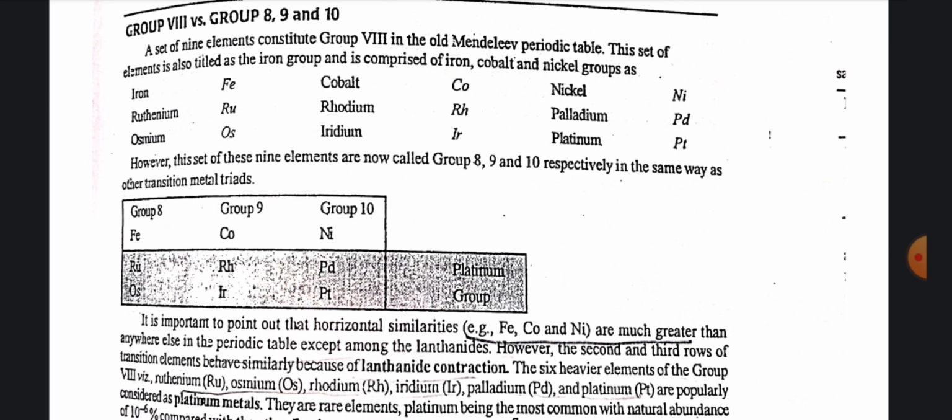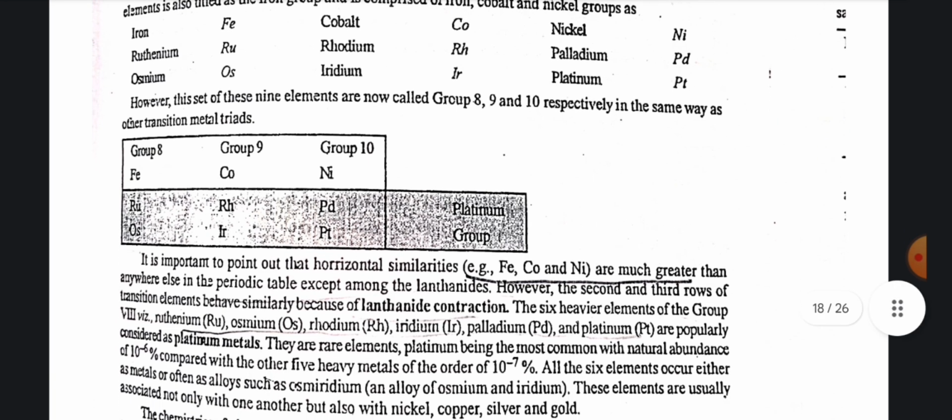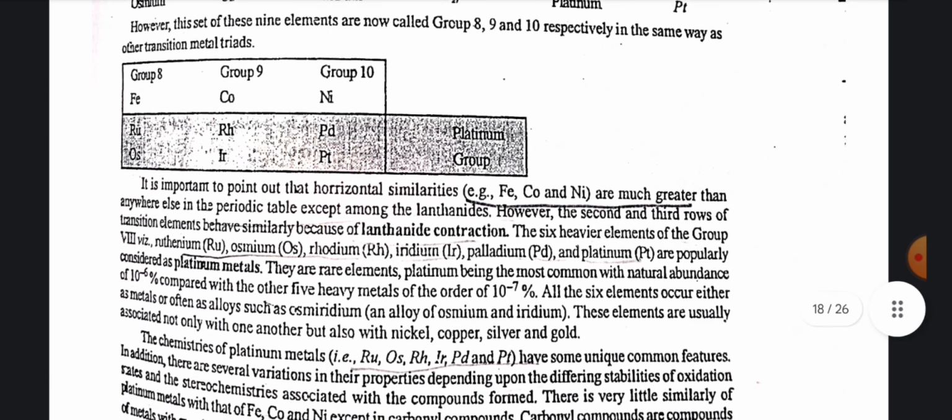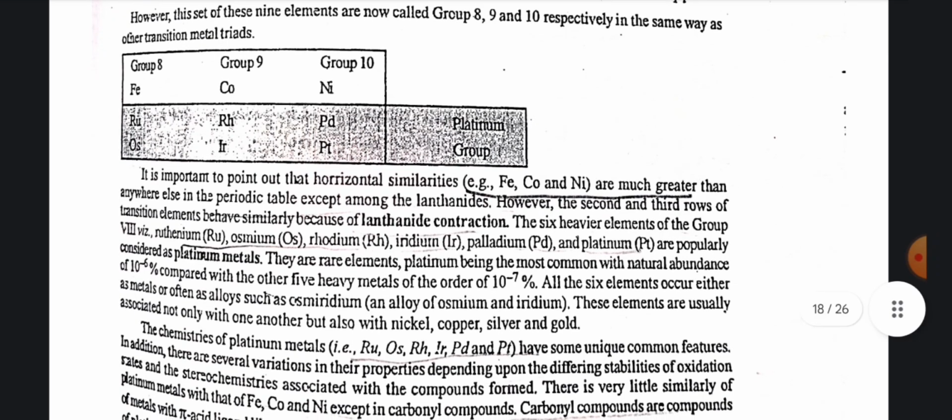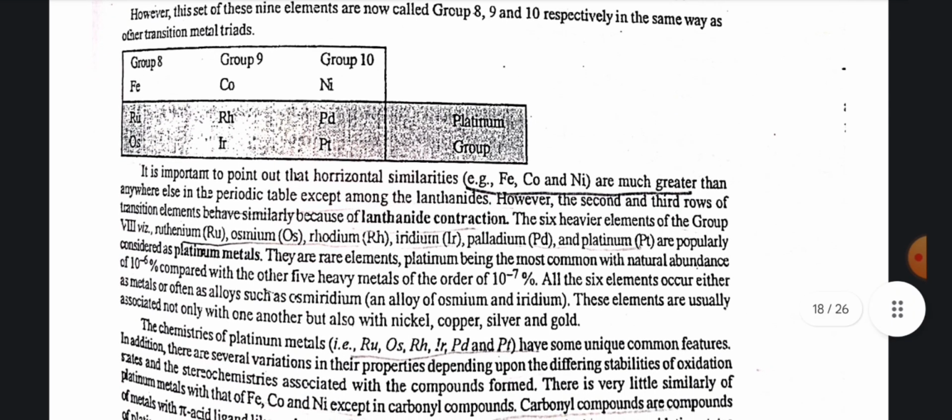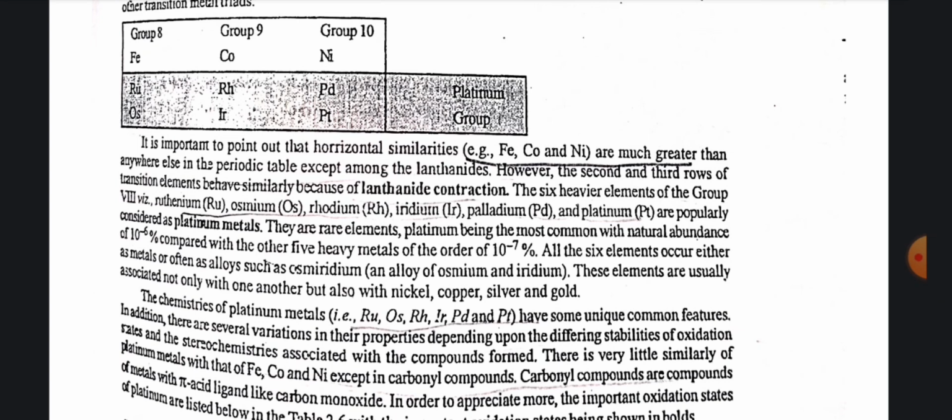Group 8, 9 and 10. It is important to point out that the horizontal similarities, that is iron, cobalt and nickel, are much greater than anywhere else in the periodic table except among the lanthanides. However, the second and third row transition elements have similar properties because of the lanthanide contraction.